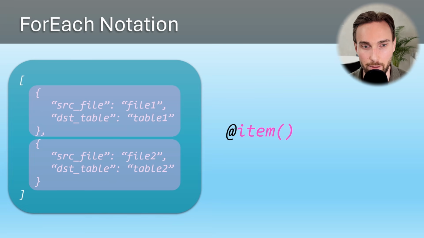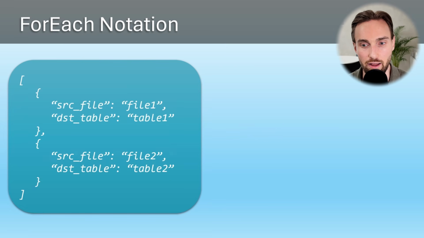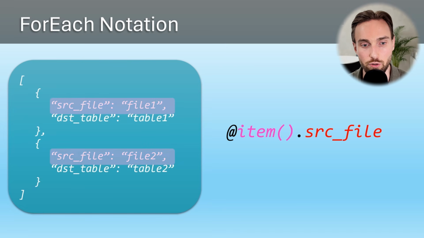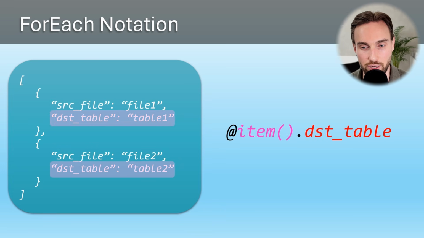Then what if we would like to refer to these properties inside of our objects? For referencing the src file property, we would use .src file after our @item, which would then get the value stored in our src file. That would be file 1 for the first iteration and file 2 in the second iteration. The same logic applies to our second property, dst table, and it would be referred to by using .dst table after our @item.